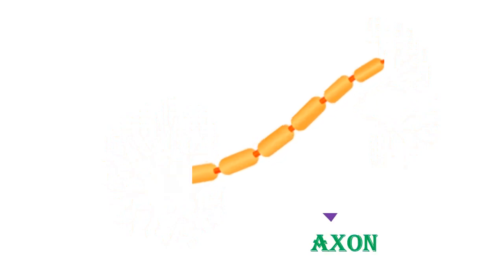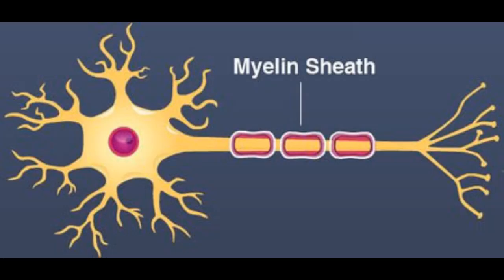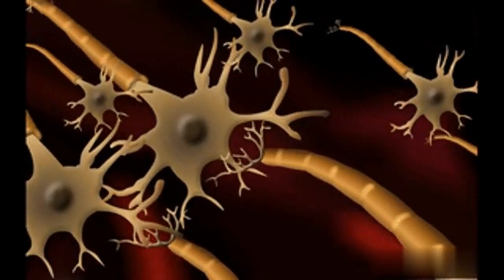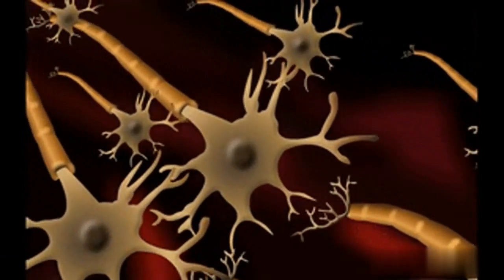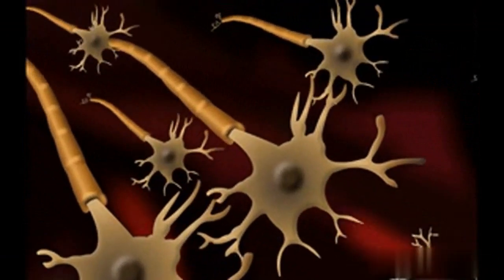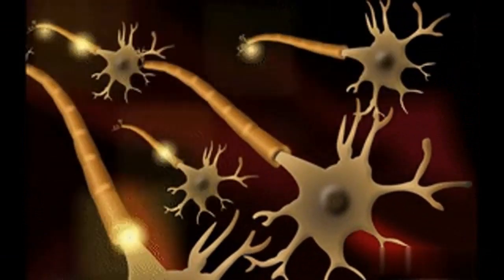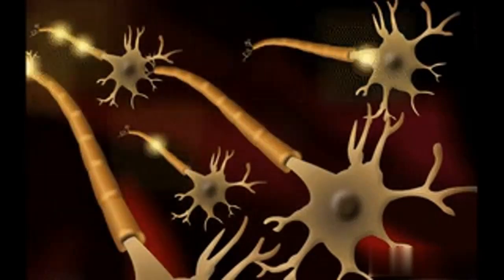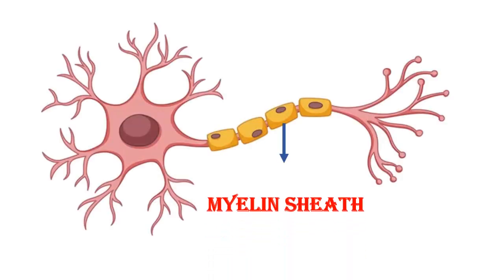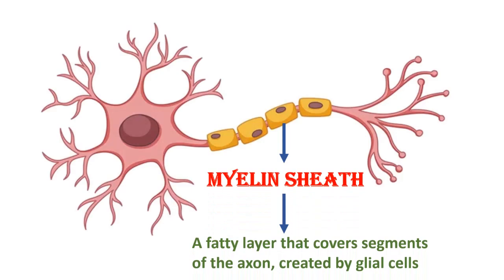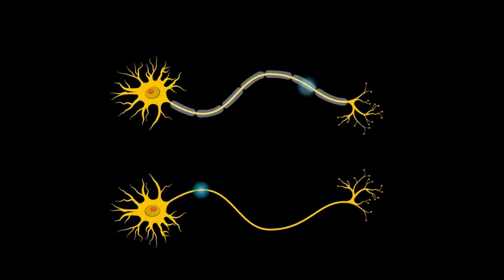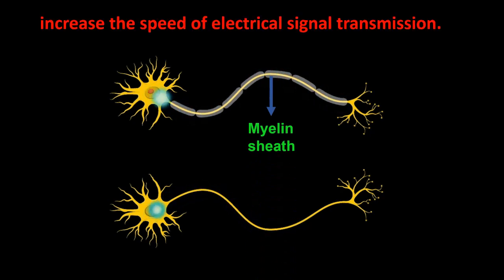Axon, a long, thin extension from the cell body that can be covered with a myelin sheath. They transmit electrical impulses, that is, action potentials, away from the cell body towards other neurons or effectors, meaning muscles or glands. Myelin sheath, a fatty layer that covers segments of the axon, created by glial cells, insulates the axon, increasing the speed of electrical signal transmission.